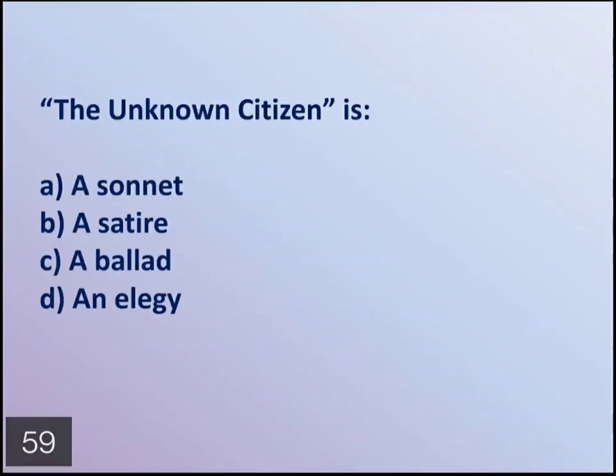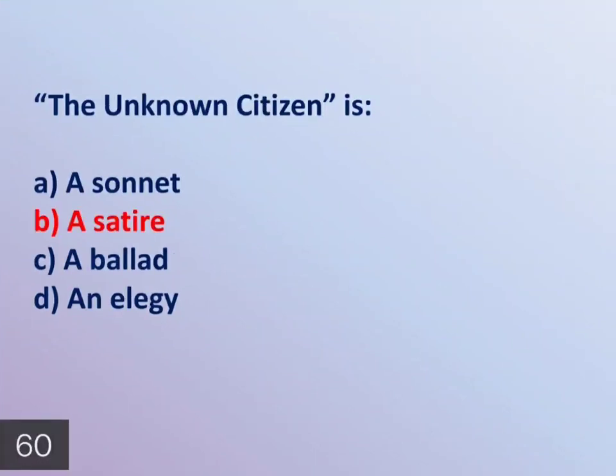Then, The Unknown Citizen is A. a sonnet, B. a satire, C. a ballad, D. an elegy. It is a satire on governmental supervision, excessive governmental intervention in the life of its citizens.